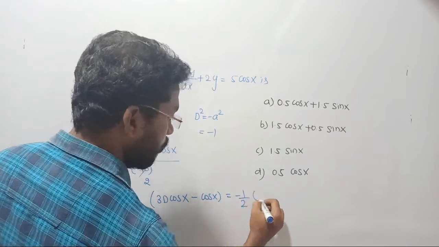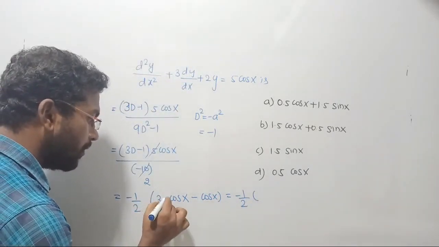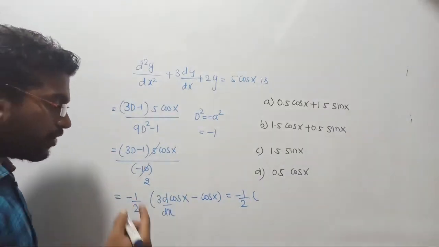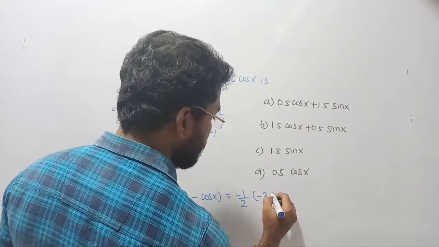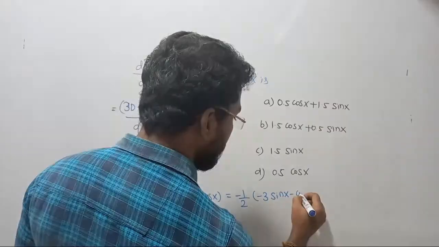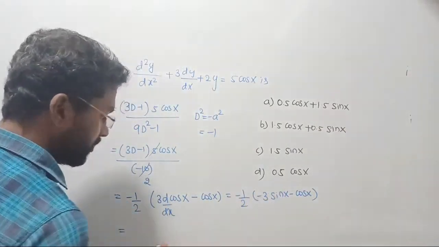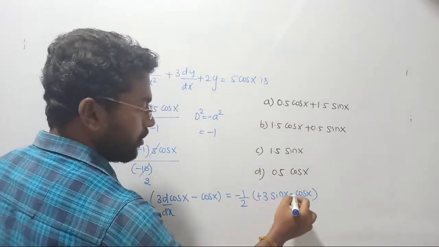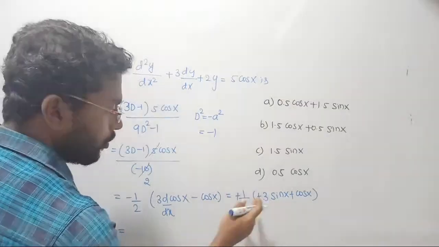Minus 1 upon 2 in bracket, 3 into d cos x, what does that mean? Actually d can be replaced by d by dx. Yes or no? Yes. So cos x should be differentiated once. Differentiation of cos x equals minus sin x. So it will be minus 3 sin x into minus cos x, such that if I pass the minus inside, there is already a minus inside, so everything becomes plus. So minus minus will become plus. Now if I pass this 2 inside, 3 by 2 will become 1.5.